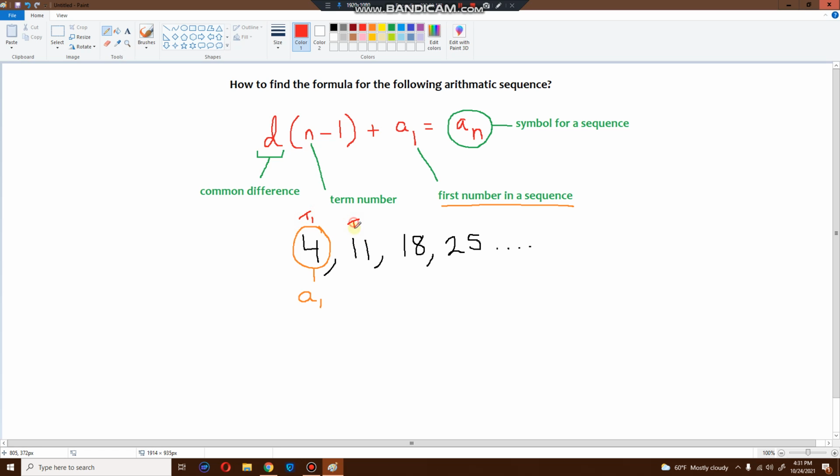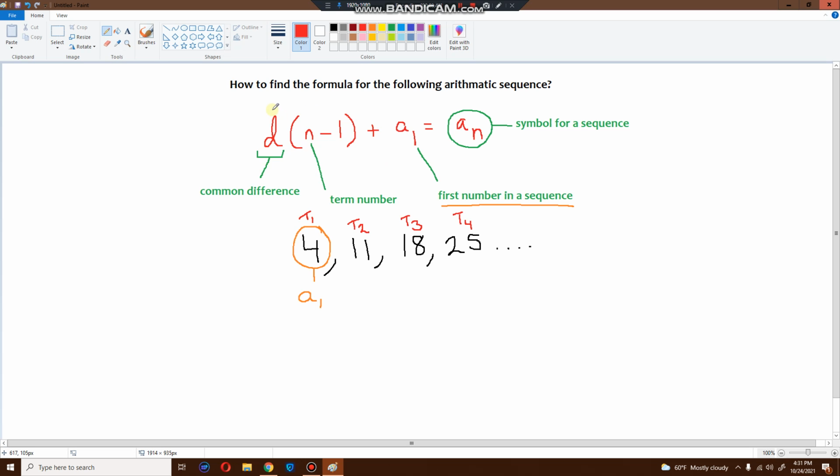11, this is term number 2. 18, this is term number 3. 25, this is term number 4. So if I ask a student, what number is in the place of term number 3, they will say the answer is 18. It just means the position of the number. And in this case right now, we don't have to worry about it. We just need to know that n is the term number.